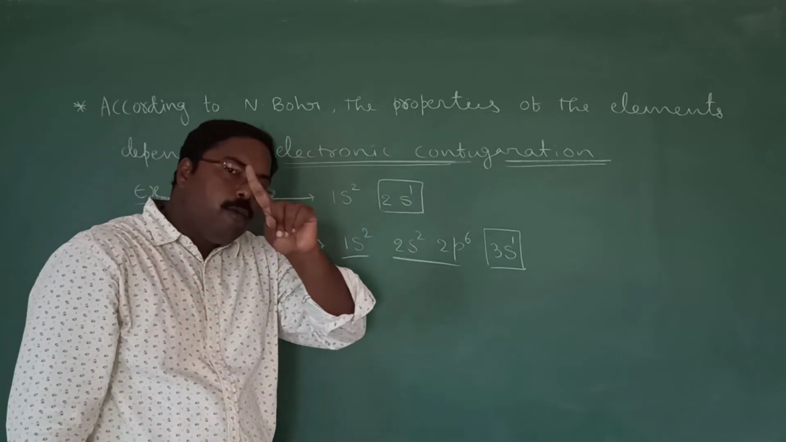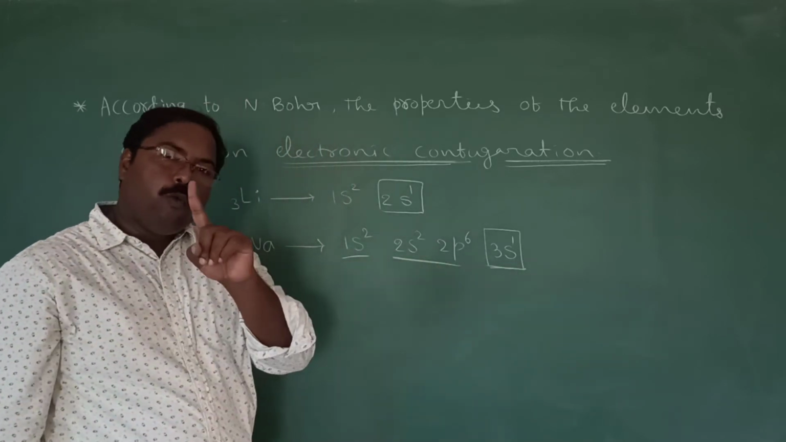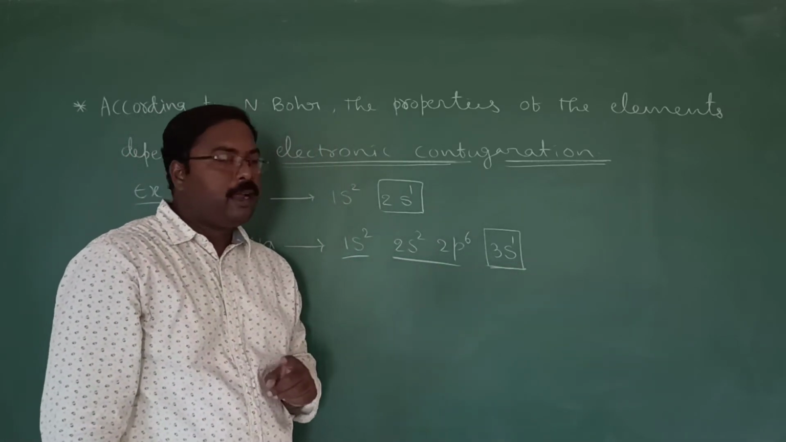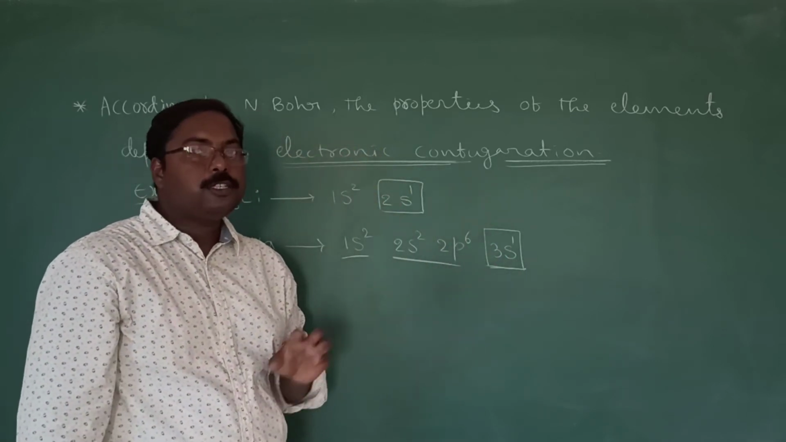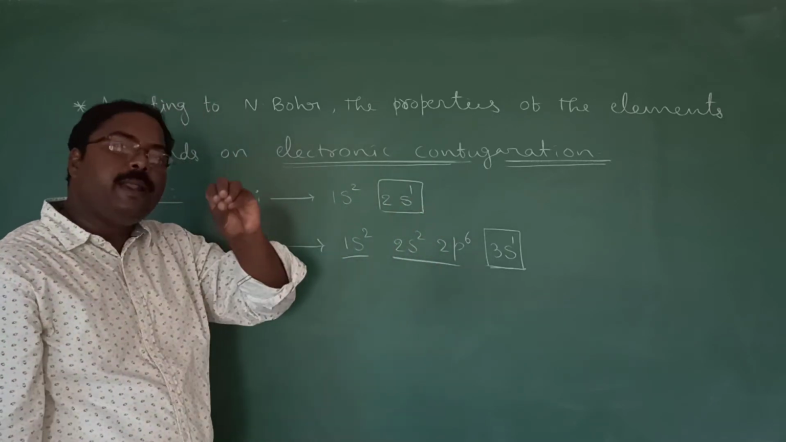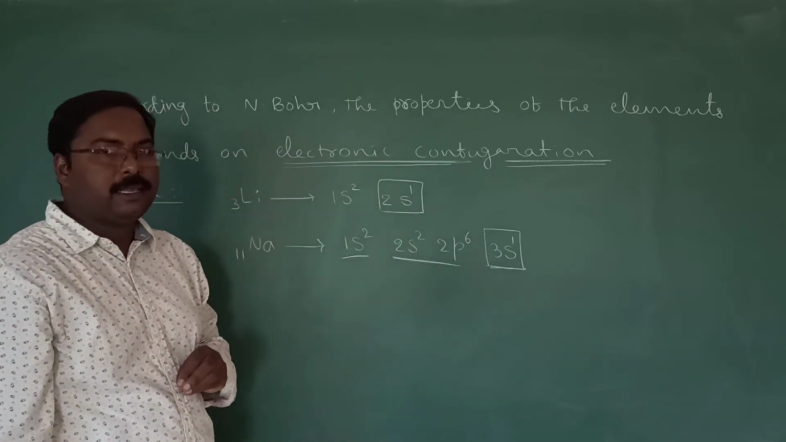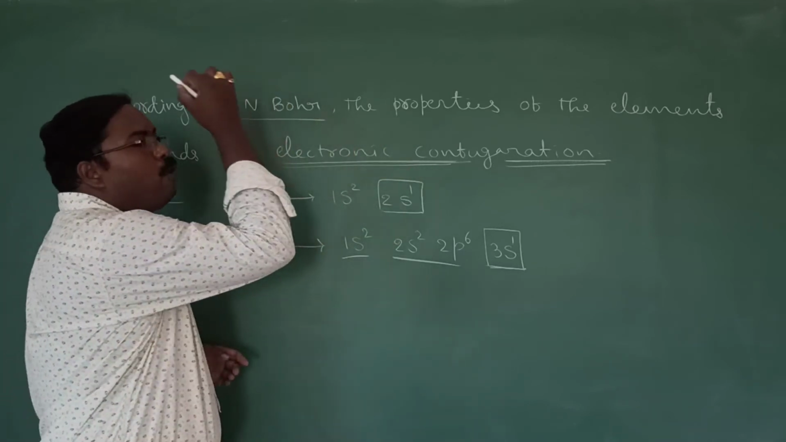So it is having one valence electron. This is also having one valence electron only, and both are present in the s orbital. So because of this, these two elements are having similarity in the properties. Okay, that is what was explained by Niels Bohr.